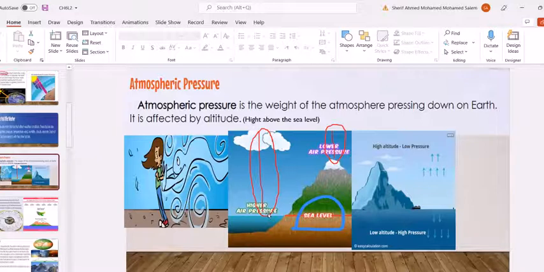Okay? So what's the meaning of atmospheric pressure? The weight of the atmosphere pressing down on Earth. Which one has more air pressure? The higher places or the lower places? Hello, Jai. The higher or the lower?